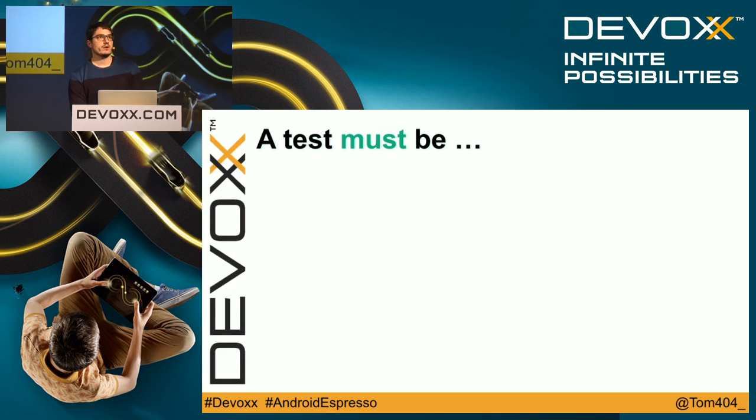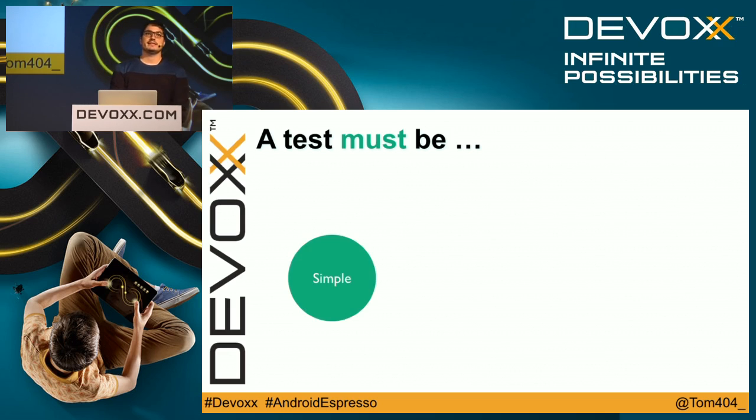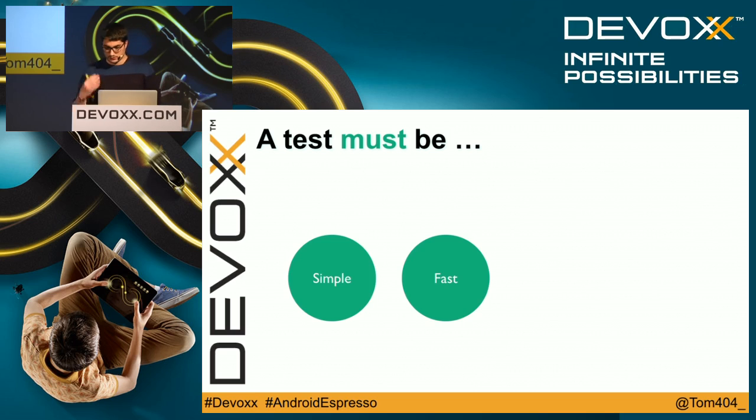But finally, all these complaints show what a test must be. A test must be simple. By simple, I mean easy to read and easy to write, because it will make your code more maintainable. Then a test must be fast, because you need to have feedbacks as quick as possible in order to have a good idea on your project health.